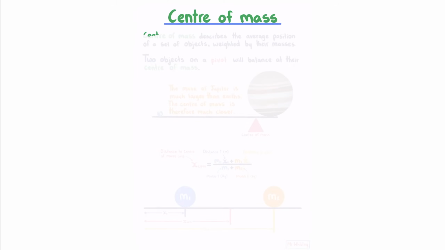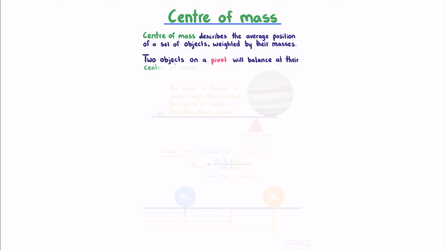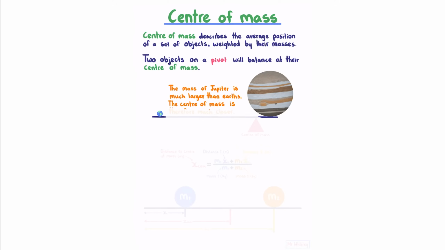Center of mass. Center of mass describes the average position of a set of objects weighted by their masses. Putting this more practically, two objects on a pivot will balance at their center of mass. So if we were to balance Earth and Jupiter on a pivot, because the mass of Jupiter is much larger than Earth's, the center of mass is therefore much closer.